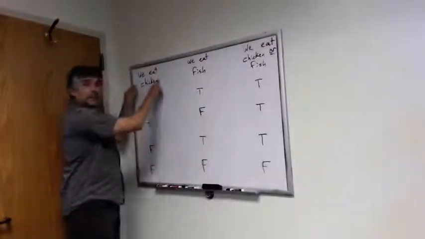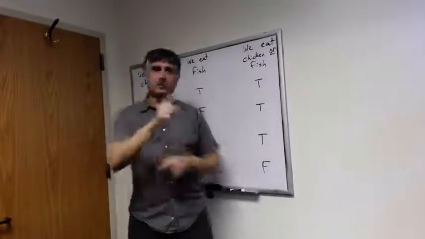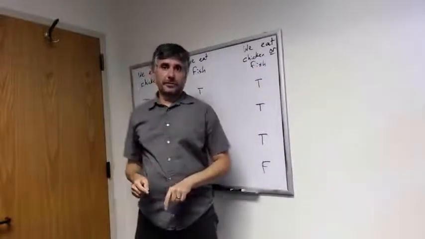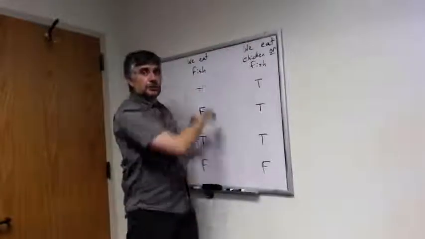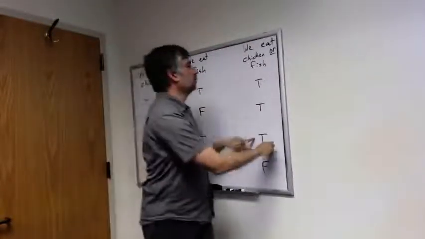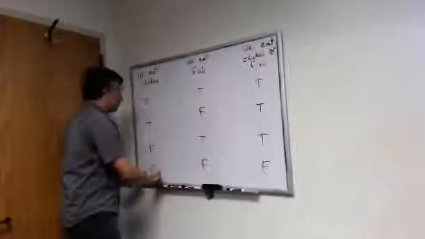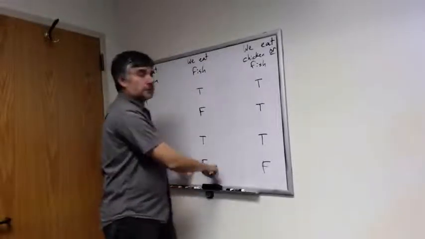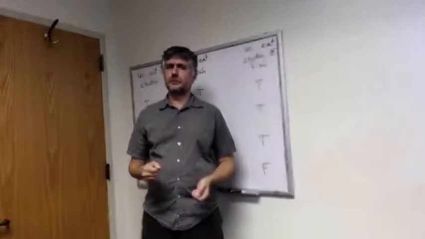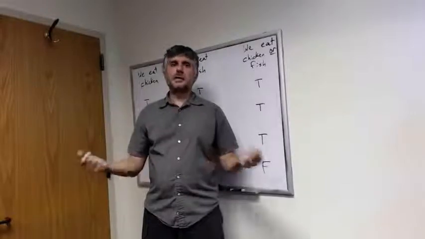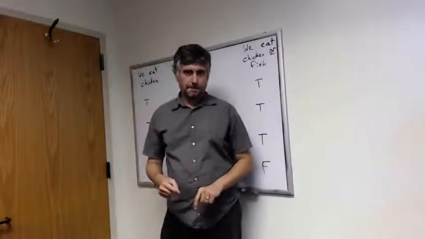Now suppose it's true that we eat chicken, but it's false that we eat fish. Well, then it's still going to be true that we eat chicken or fish. Suppose it's false that we eat chicken, but true that we eat fish. Then it's still going to be true that we eat chicken or fish. But suppose it's false that we eat chicken, and it's also false that we eat fish. Then is it going to be true that we eat chicken or fish? No, because we won't be eating either. So then it'll be false that we eat chicken or fish.